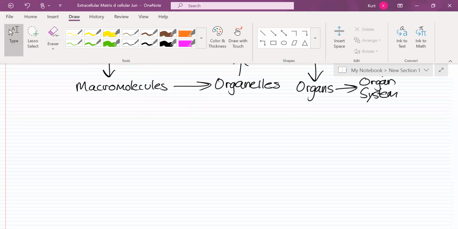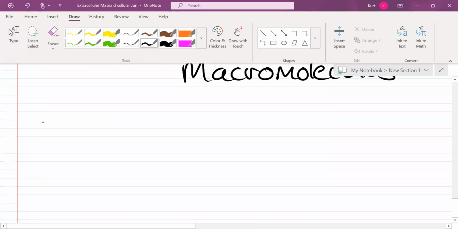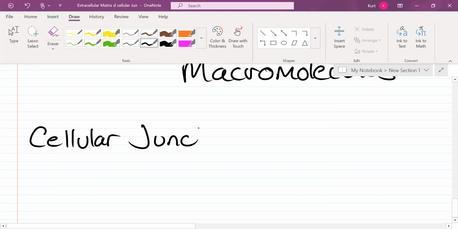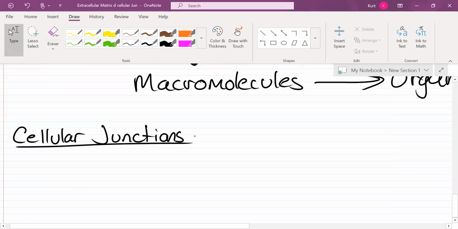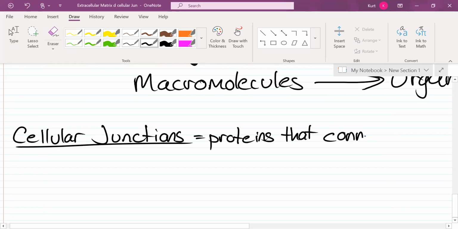So the definition of tissues is at least one layer of cells with a common function. In order to get them together, you got to talk about the cell junctions, where one cell meets another. So cellular junctions. Cellular junctions are different types of proteins that connect cells.